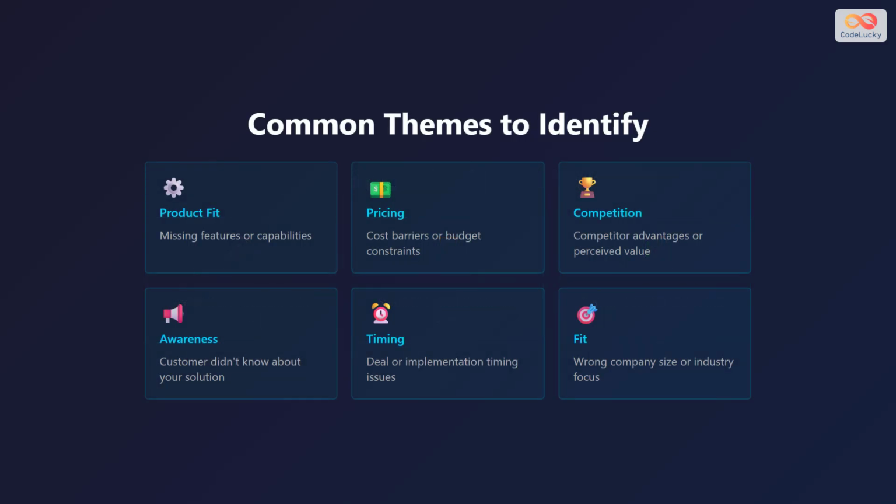As you analyze feedback, watch for these 6 common themes. Product fit means features or capabilities you're missing. Pricing is about cost barriers or budget constraints. Competition is when a competitor has a real or perceived advantage. Awareness is when customers simply didn't know you existed. Timing covers issues with deal timing or implementation schedules. And fit is when your solution works great, but not for that particular company or industry.